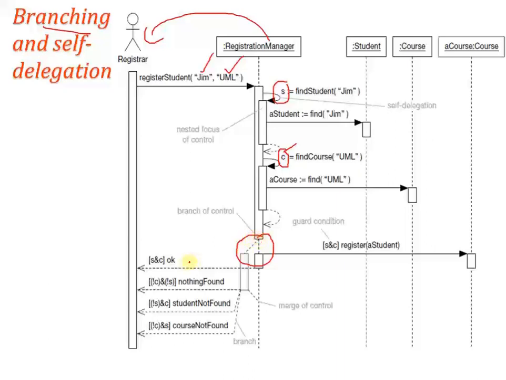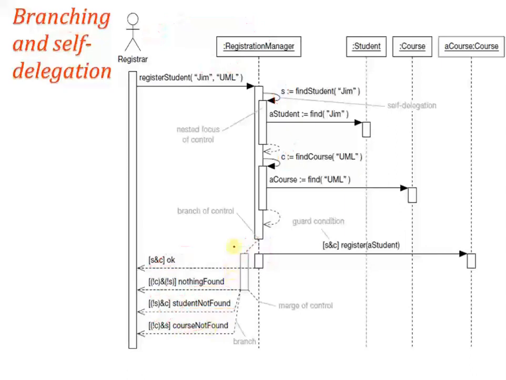Based on the value present in S and C, if S and C hold meaningful values, then an OK message is transmitted. Else you can see a branch of control arises over here. This has a separate flow of focus of control. So this takes messages such as, if there is nothing in C and S, we can reply nothing found. But if there is a valid course but no valid student called Jim, then a student not found reply message is transmitted. And if there is no valid course called UML but there are valid student details, then a course not found error message is returned back.